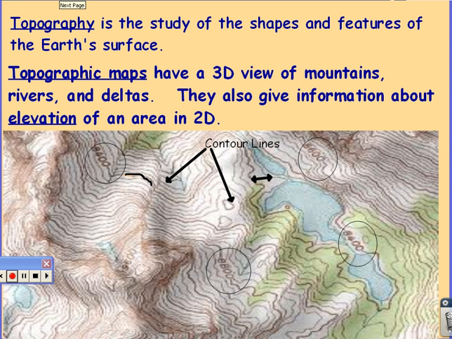So, topography, what is it? Well, it's the study of the shapes and features of the Earth's surface. And to do this, we use topographic maps. Now, they're 3D views of mountains, rivers, deltas, and other landforms, and other things, like cities, that may be on there. Now, they also give information about elevation of an area in 2D.